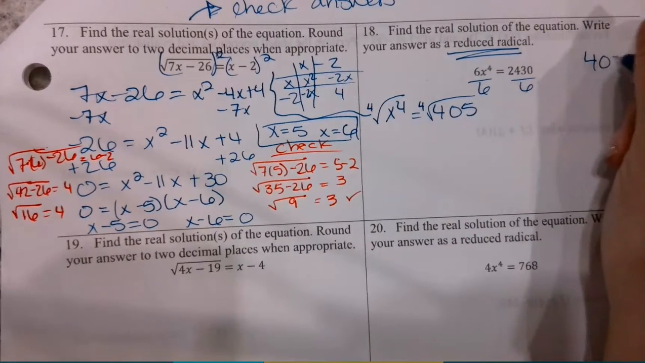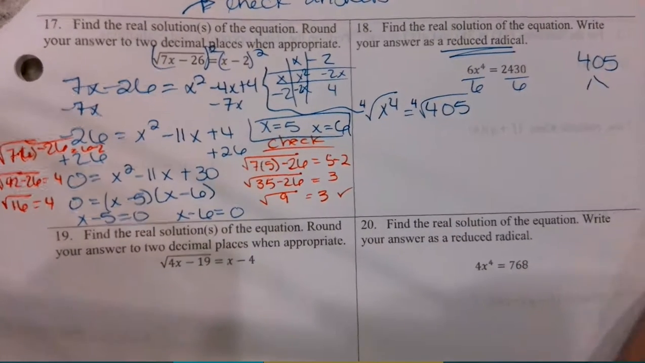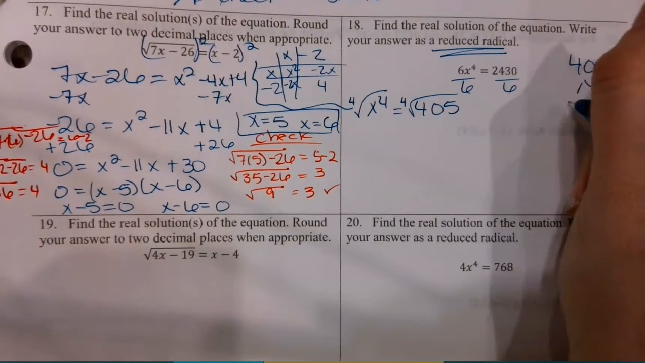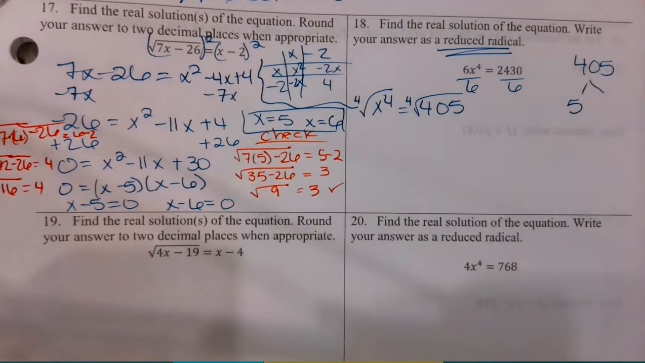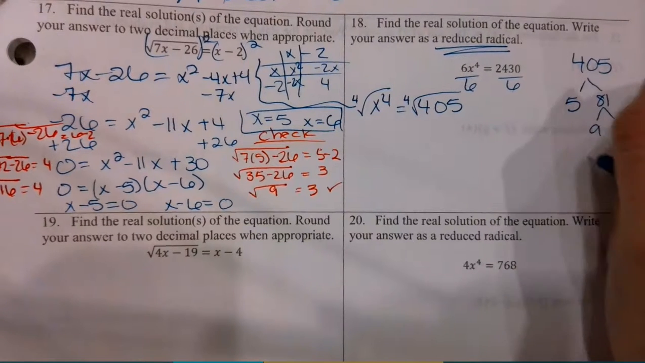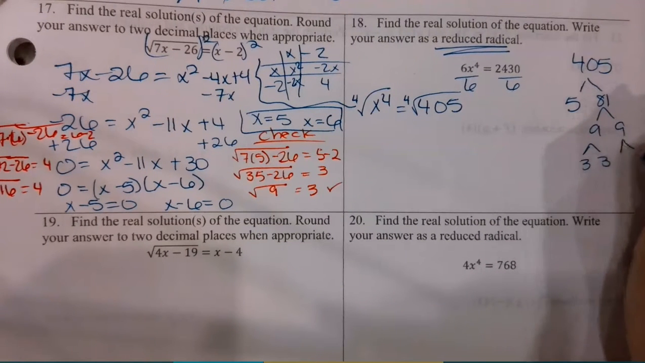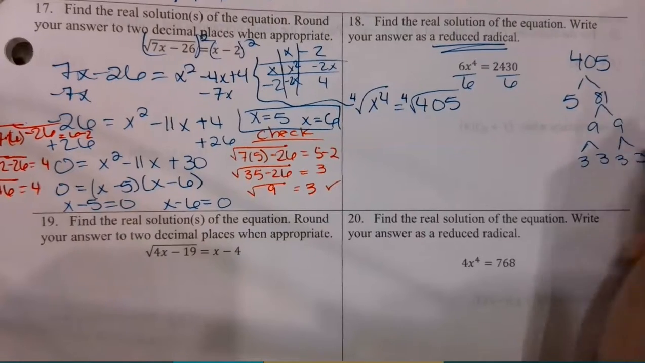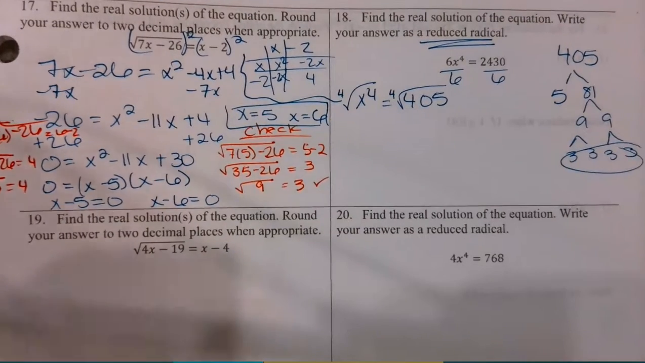Off to the side, I'm going to do my factor tree. 405 ends in a 5, so I know 5 is one of my factors. I'm going to divide 405 by 5 on my calculator. I get 81. 81 factors to 9 and 9, 3 and 3, 3 and 3. I have a group of 4 3s.